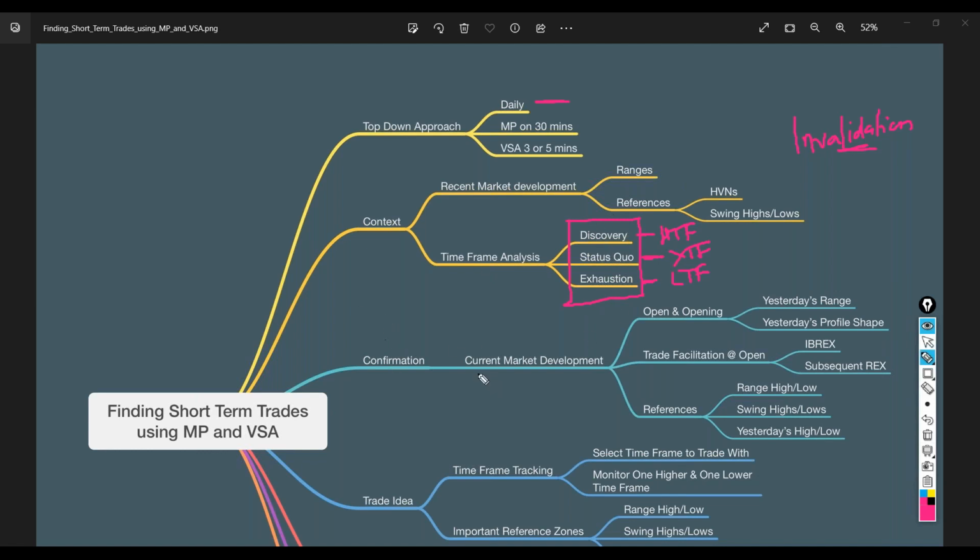Then we go to the third step, that is confirmation. Okay, you have an idea in your mind, like I want to trade like this, I want to do that, or maybe you have an idea about what the timeframes are doing, what are the important references, and all those kinds of things. And then market opens and it starts to do something.